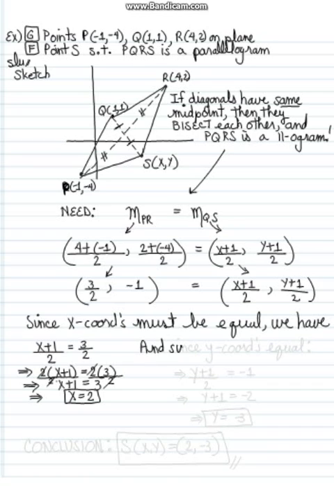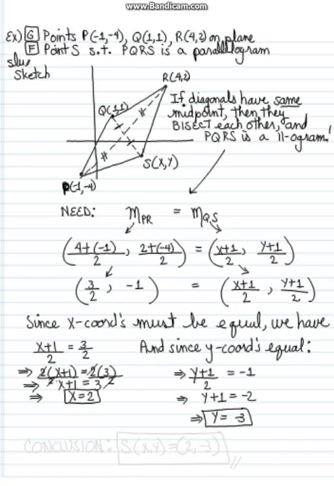Also notice that above, the y coordinates have to be equal to each other. So (y plus 1) over 2, the y coordinate on the right, has to equal -1, the y coordinate on the left. Okay, so let's solve this equation for y. Multiply both sides by the LCD 2. It cancels on the left. It doesn't cancel on the right. We get y equals -3.